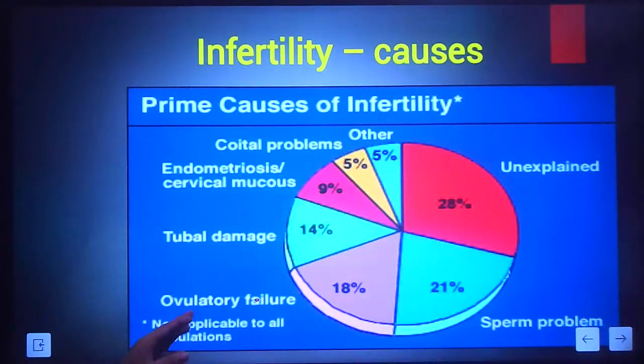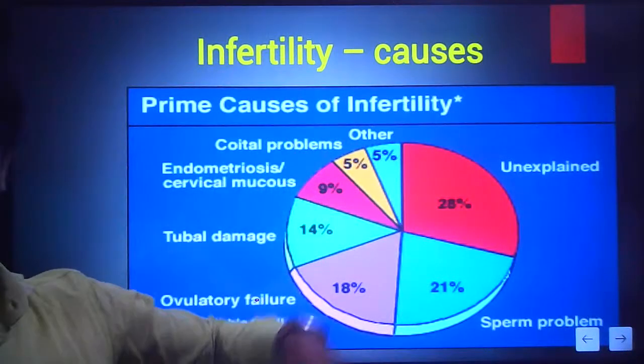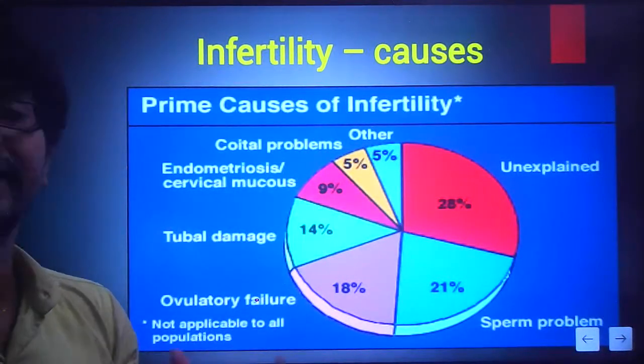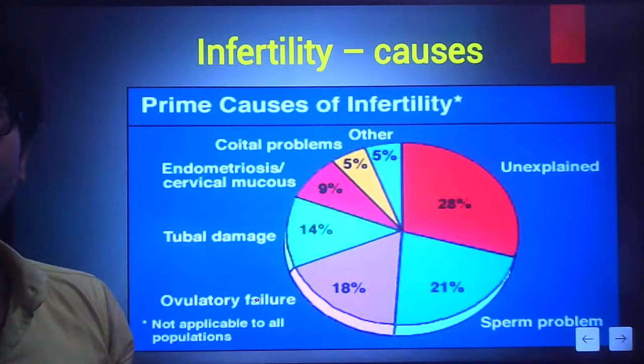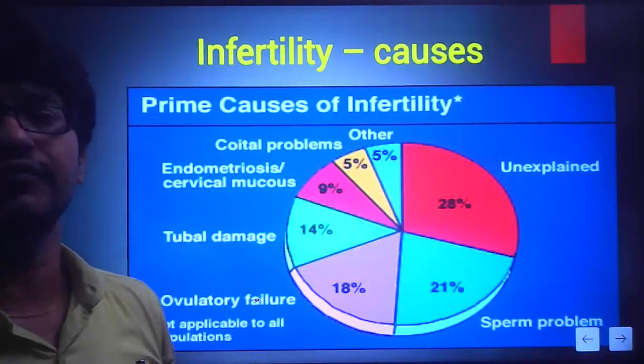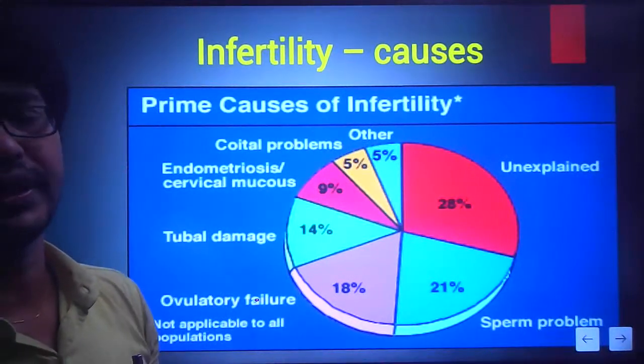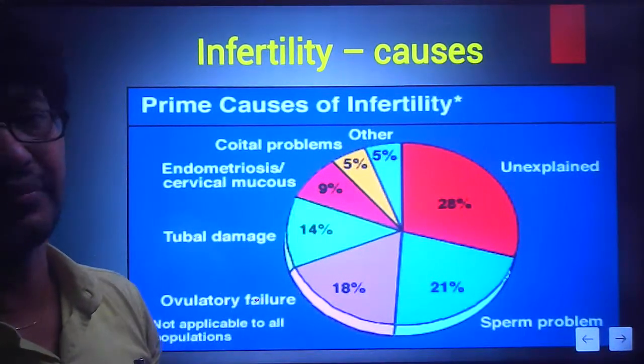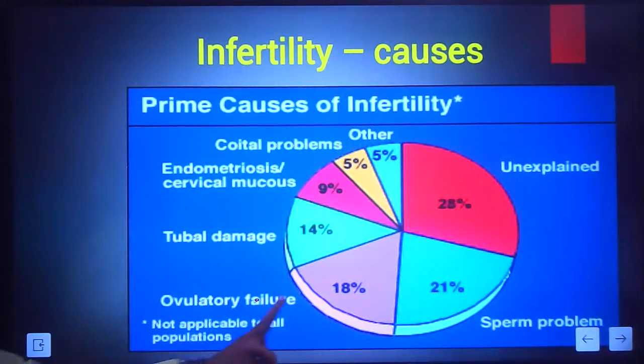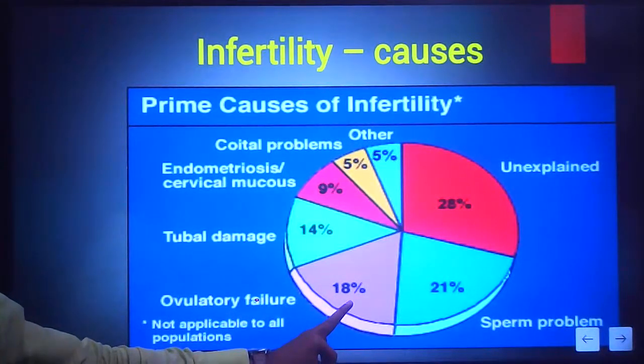The ovulation may not take place, and the ovum may not get released. You would have studied that there may not be sufficient follicles inside the ovary. You have studied primary follicle, secondary follicle, Graafian follicles. These follicles may not have been produced properly, so the ovum, the egg, may not be produced properly. So ovulation not happening properly is a reason, and this comes to 18%.